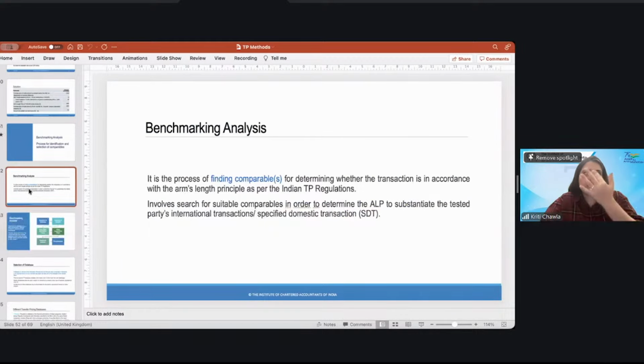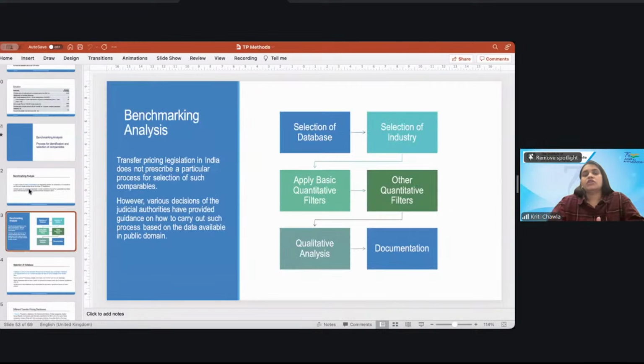Before I tell you about the entire concept of benchmarking analysis, this slide talks about the process of finding comparables, just to make sure that a particular transaction is in sync with the arm's length principle as per the Indian TP regulations. It involves a search for suitable comparables in order to determine the ALP and to substantiate that the tested party has undertaken the transaction at ALP. So that is basically the concept of benchmarking analysis.